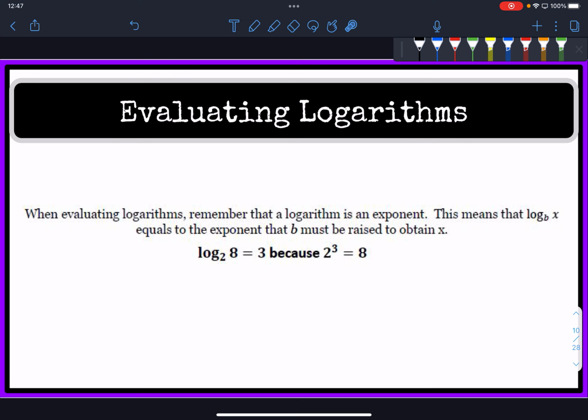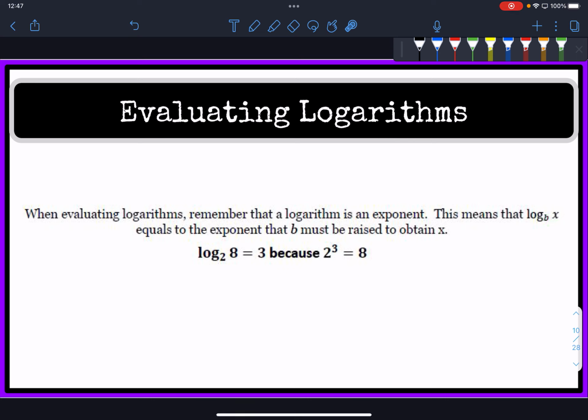What this means is that the log base b of x equals the exponent that b must be raised to in order to obtain this value of x. So to identify what this equals, I'm basically looking for what power I have to raise this number, this b, to in order to equal this value of x?